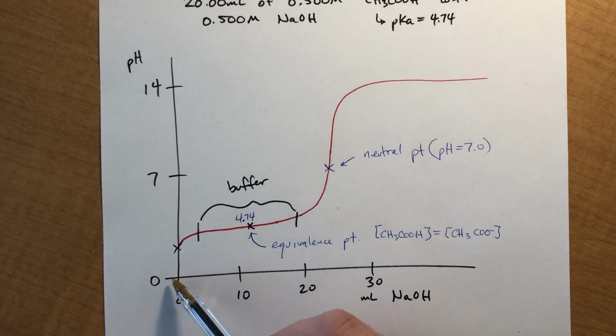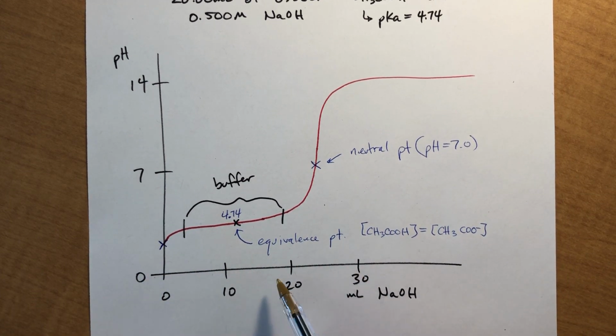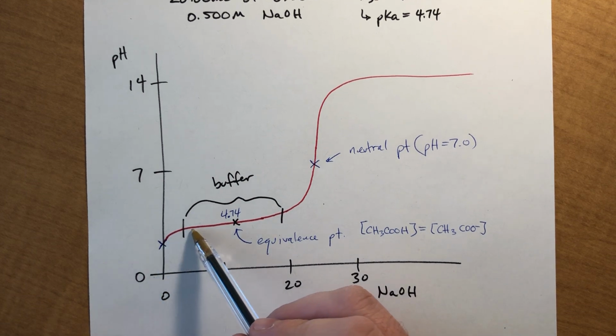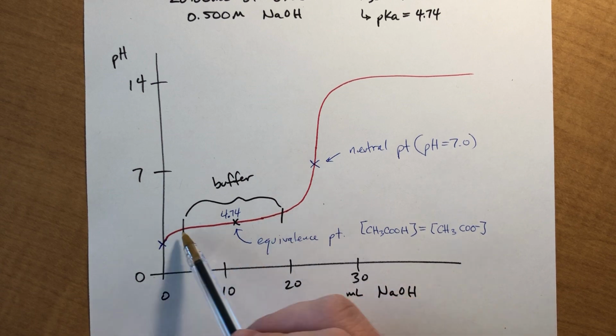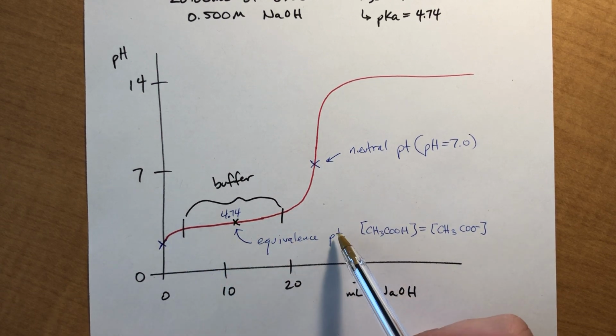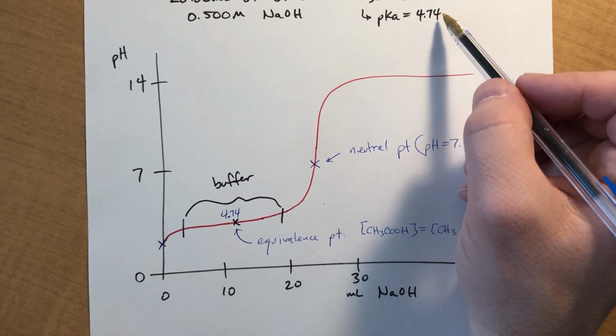You could keep track of the pH as a function of concentration, and literally where this flattens out in the middle is the pKa, and you could just do 10 to the negative 4.74 to get Ka.